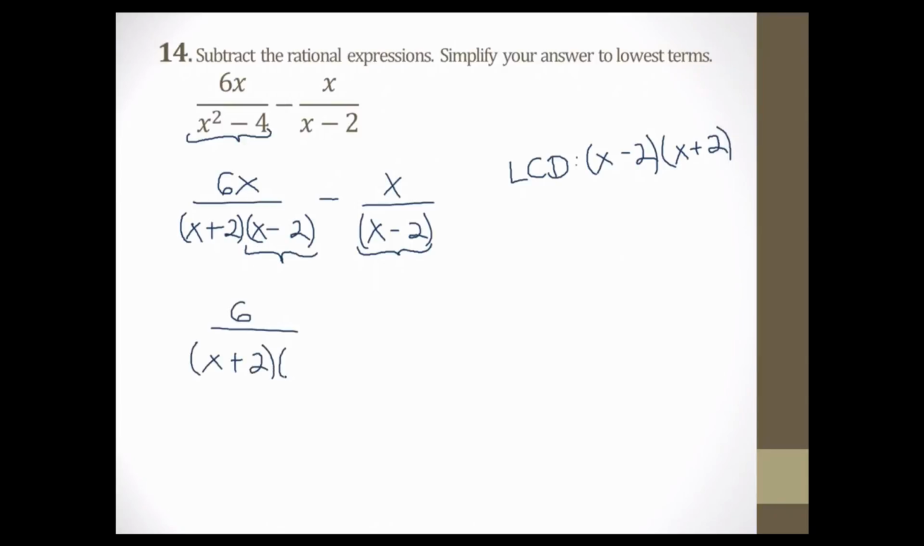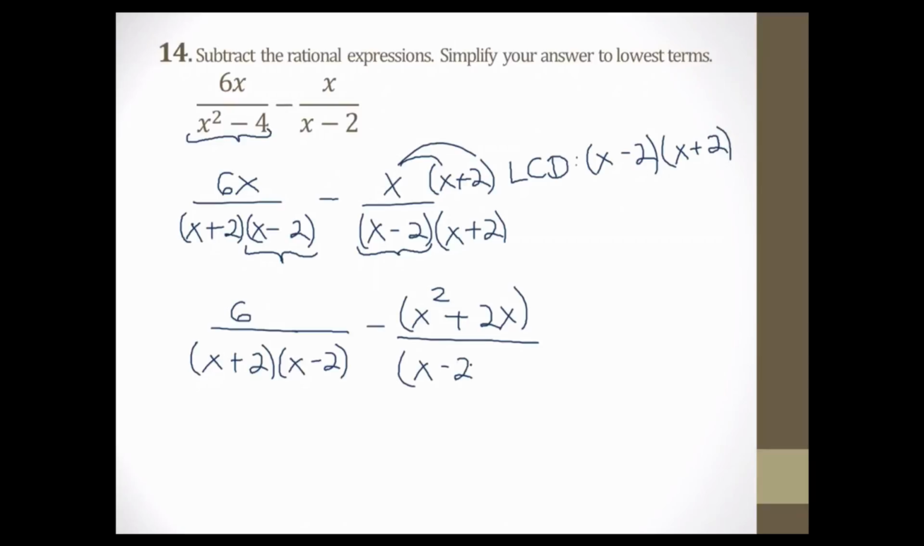But then on the other side, that one is missing the x plus 2, so we're going to multiply numerator and denominator by x plus 2, like you would if you were dealing with just simple fractions. So on top, we're using the distributive property, and we get x times x is x squared, and x times 2 is just 2x. And our denominator now is the same.